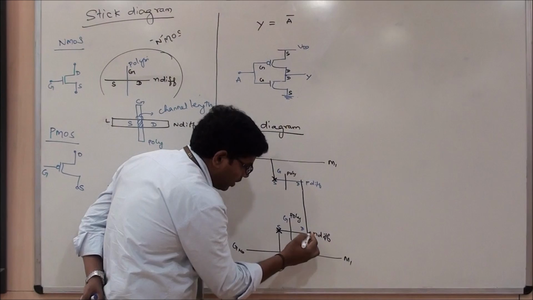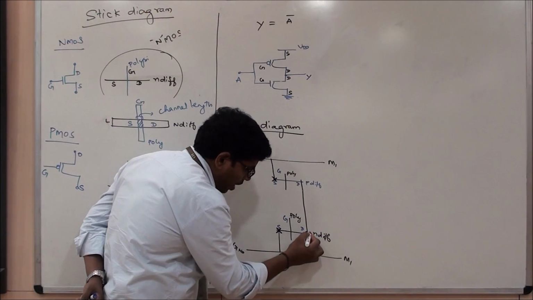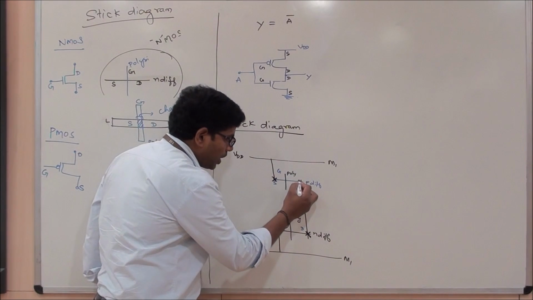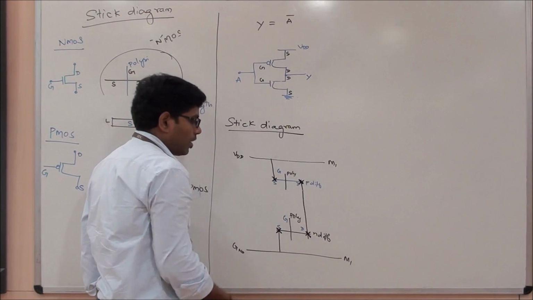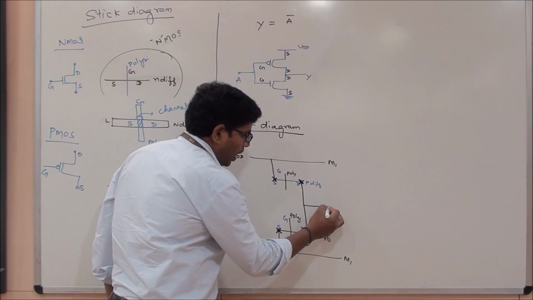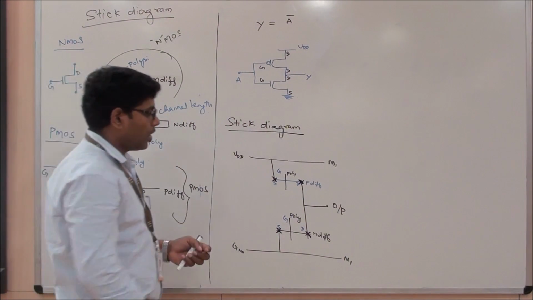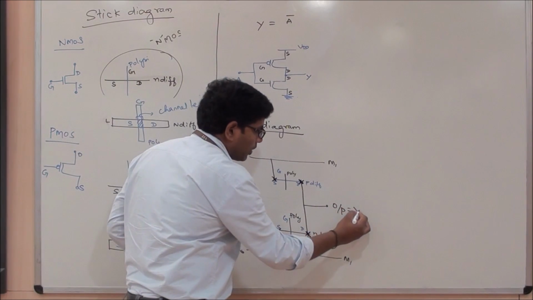Metal and N diffusion. In order to have a contact, I am using a contact there. Again, P diffusion and a metal, I am using a contact here. From this point, I am taking my output. The output is Y.